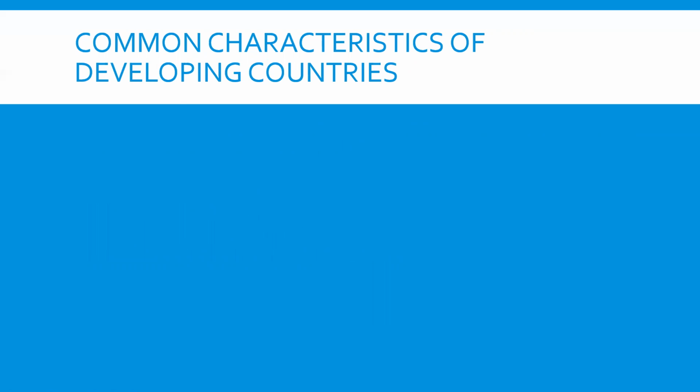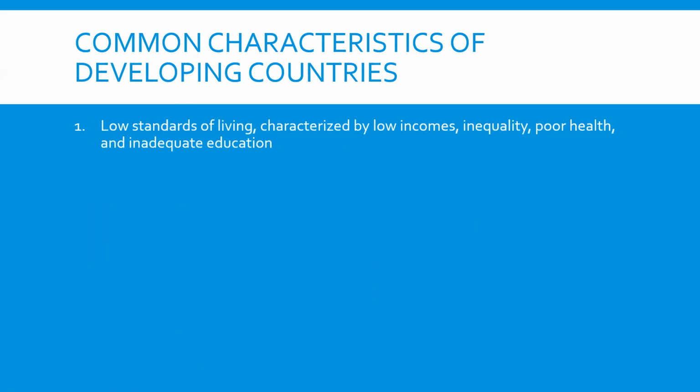So we split this into two. For developing countries, there are some characteristics that most of them seem to share, and then there are some characteristics that are unique, or there's a lot of diversity among developing countries. So generally speaking, what's a developing country? Low income, inequality, poor health, and inadequate education. Most developing countries will fit that, at least compared to the developed world. They'll have low standards of living, low incomes. So the low standard of living is characterized by the low income, inequality, poor health, and inadequate education.